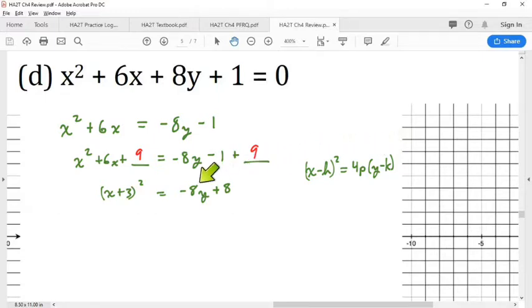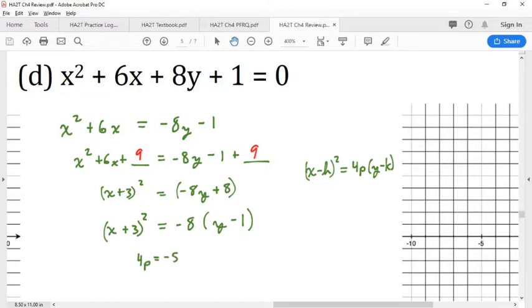Now, does y have a coefficient inside these parentheses? No. So you have to take them out. So I go negative 8, and then it says y minus 1. And so this is what I got. Now, would you guys be able to better graph this? Yes. Now you can find your p.